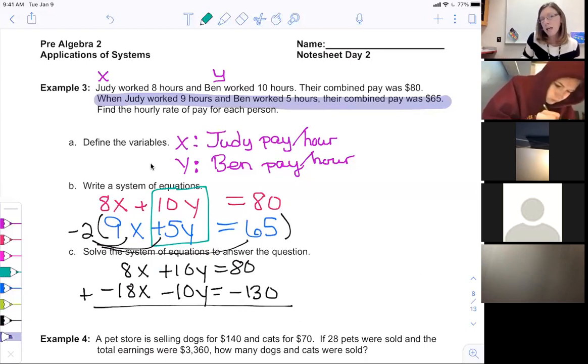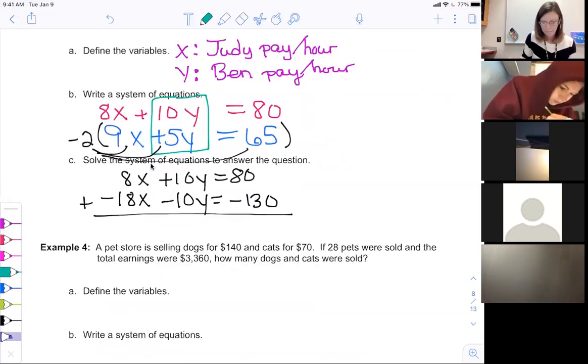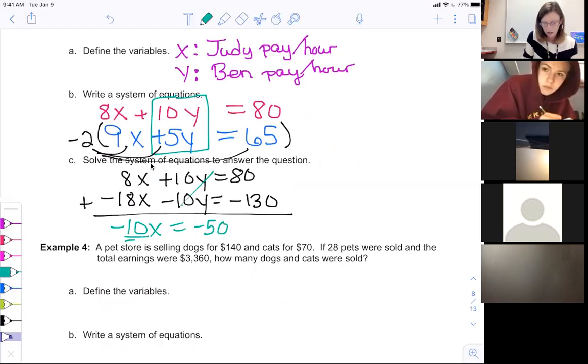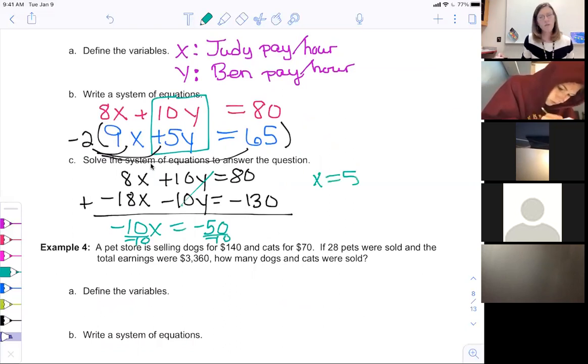Michael, when we combine the x's, what do we get? -10. What happens with the y's? You get -50. Yeah, nice job. And then when you divide here, Michael, what do you get for x? You get 5. X equals 5. Nice.